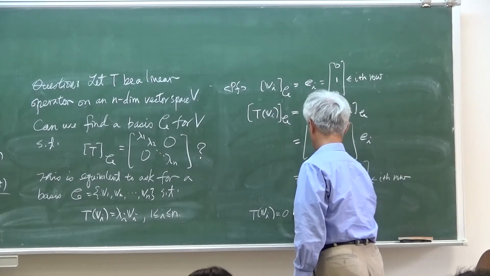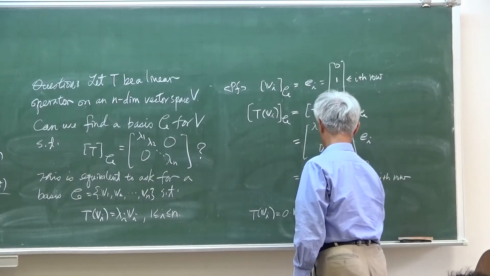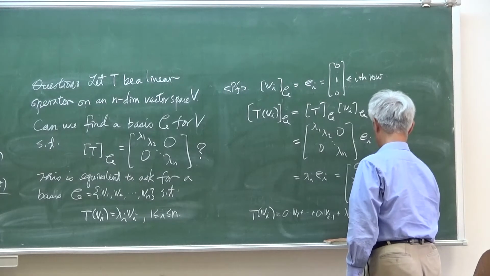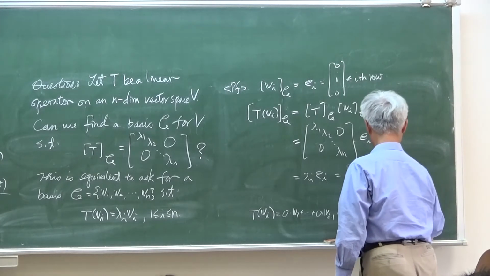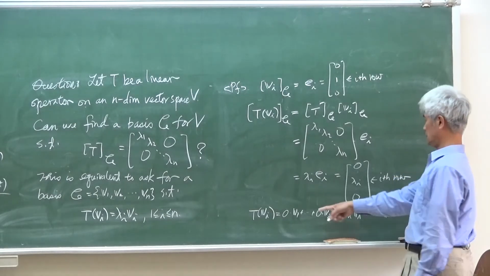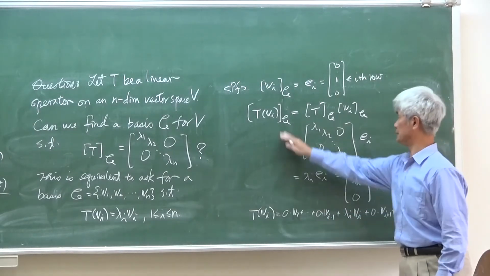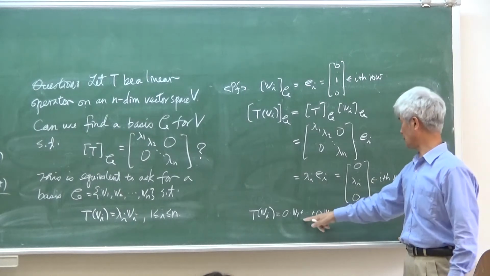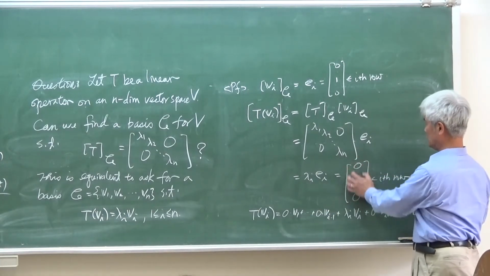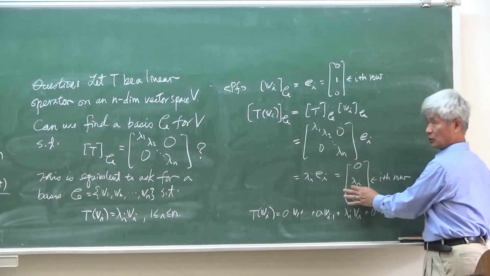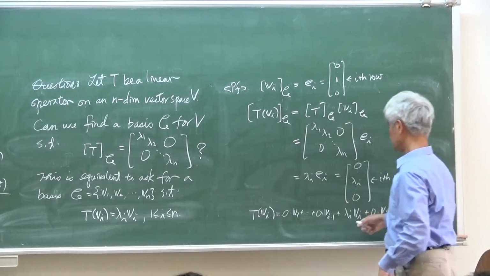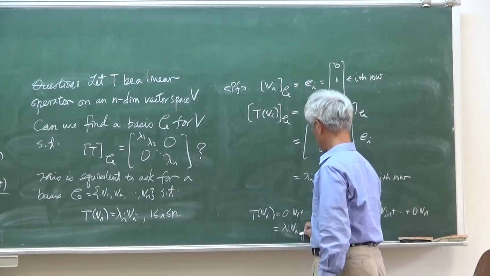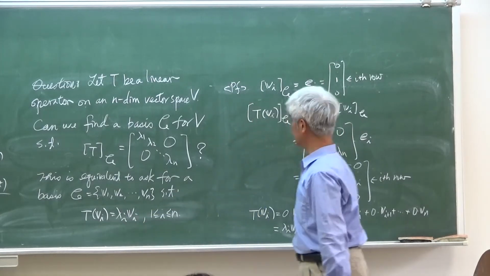0 times V1 plus 0 times V I minus 1 plus lambda I V I plus 0 times V I plus 1 plus 0 times Vn. The linear combination, because we can synthesize the vector by using the coordinates. The coordinates are all zero except at the I-th position. Here, this is lambda I. So that's why I claim here.